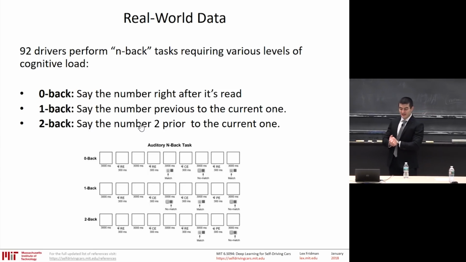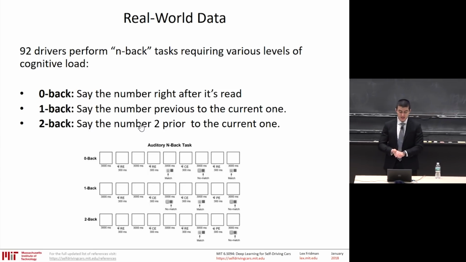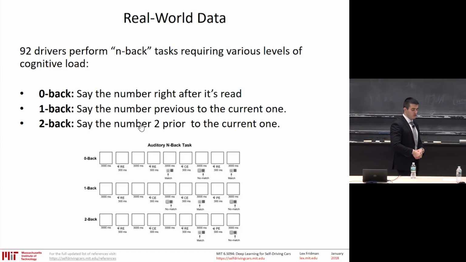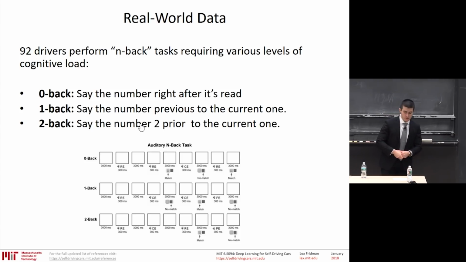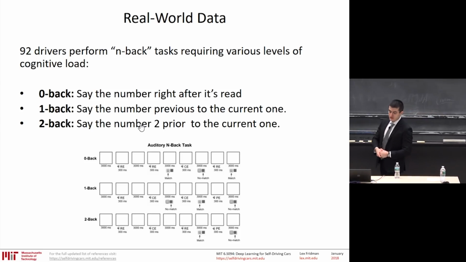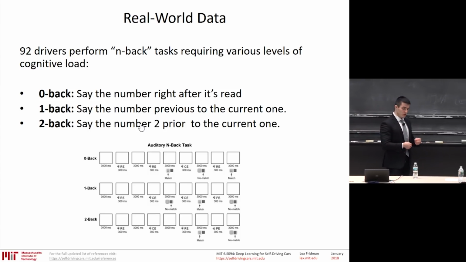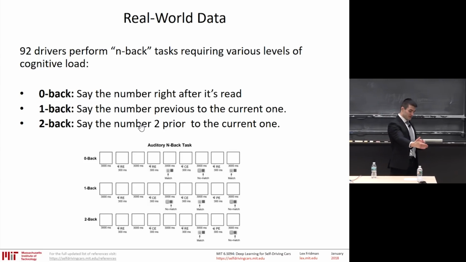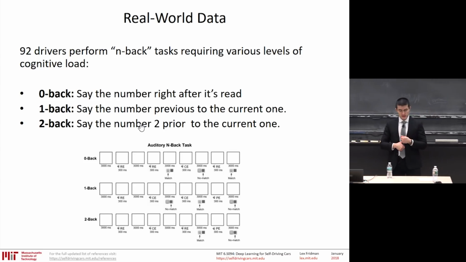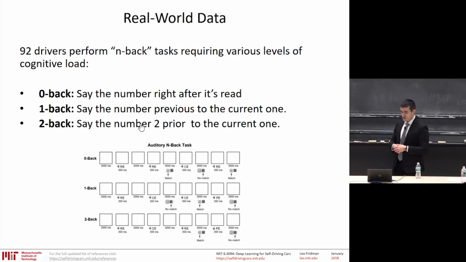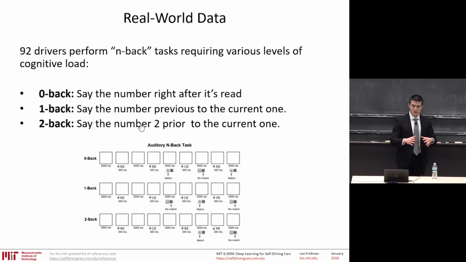For cognitive load, we have, in this case, 92 drivers. So how do we perform the cognitive load classification task? We have these drivers driving on the highway and performing what's called the N-back task: 0 back, 1 back, 2 back. That task involves hearing numbers being read to you and then recalling those numbers one at a time. So with 0 back, the system gives you a number, 7, and you just say that number back, 7. And it keeps repeating that. It's easy. This is supposed to be the easy task.